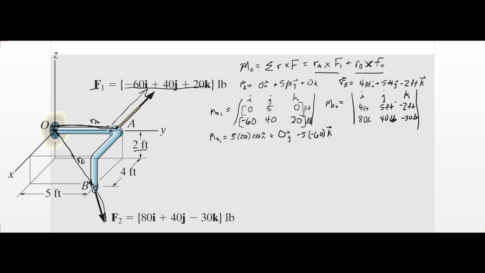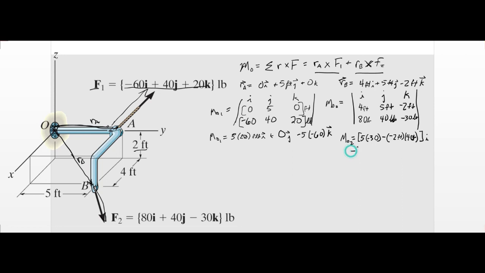All right, so this is how to set up the cross product for this one. And now calculating here, MO2 is then equal to 5 times, so for I, 5 times negative 30, and then minus, coming the other way, negative 2, 40. Okay, and this is for the I direction.